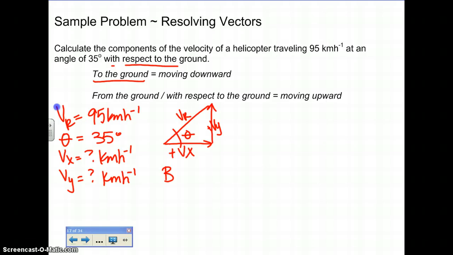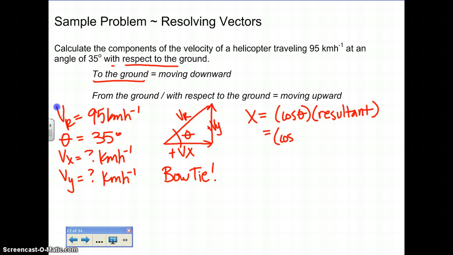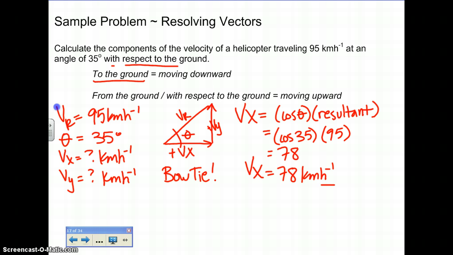Once again, we already know that this is a bow tie triangle. And since this is a bow tie triangle, that means that your x is going to deal with cosine theta times your resultant, and your y is going to be sine theta times your resultant. Making sure that you are in degrees, please calculate the cosine of 35 times 95. That should give you about 78, and looking at your givens, that's exactly what you want. You want your v sub x to equal 78 kilometers per hour.